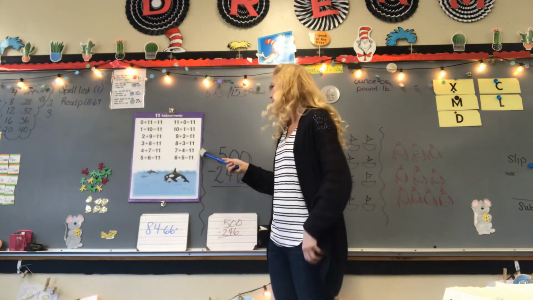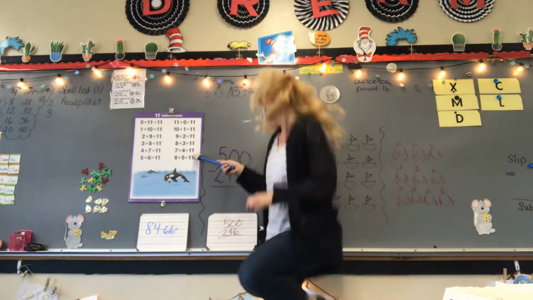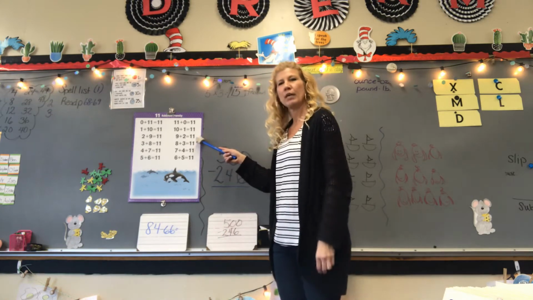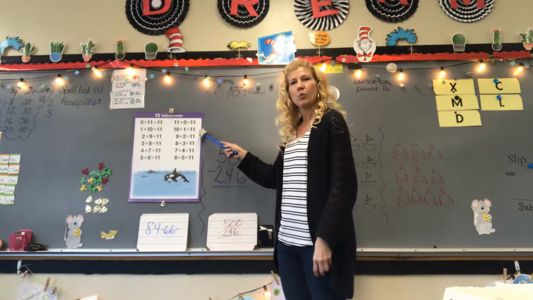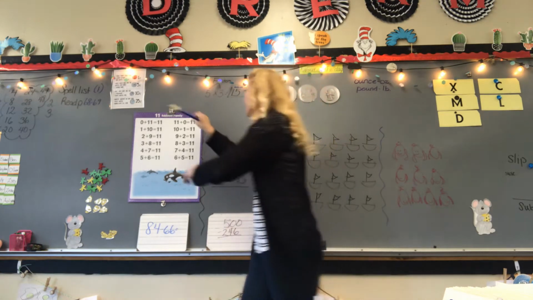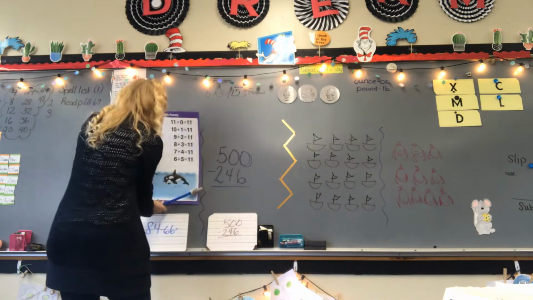I went to the wrong spot. 7 plus 4 equals 11. 8 plus 3 equals 11. 9 plus 2 equals 11. 10 plus 1 equals 11. 11 plus 0 equals 11. Good. Now let's do our subtraction family.